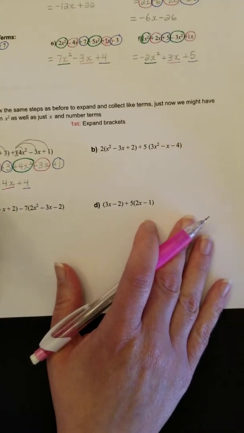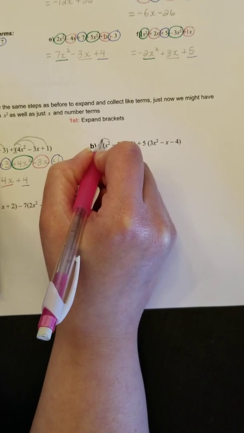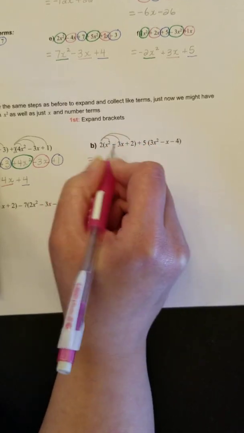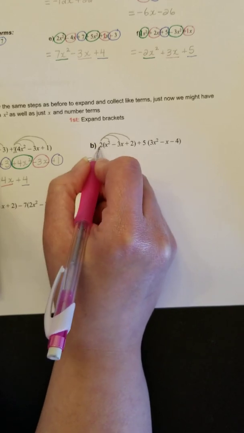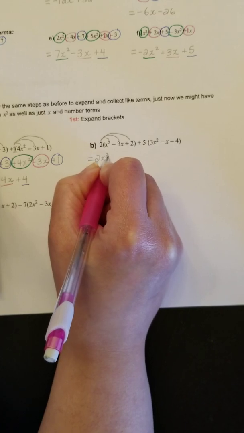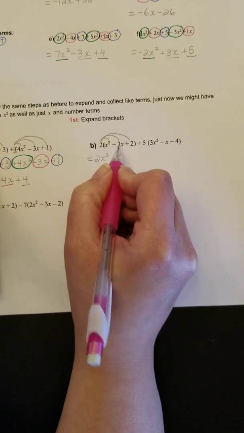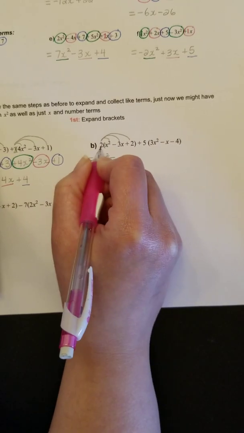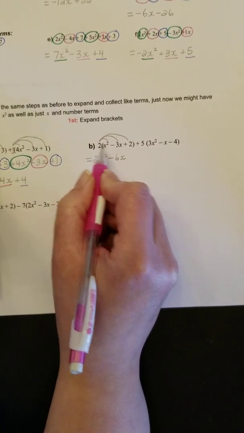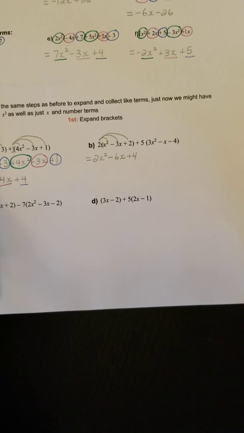For B, same idea, but I'm going to multiply in here by 2 into the first bracket and then by 5 into the next bracket. So multiplying everything in this bracket by 2. 2 times 1x squared. Positive and positive is positive 2, and the x squared stays the same. 2 times negative 3x. Positive and negative is negative. 2 times 3 is 6, and it has an x. The last one, 2 times 2, both are positive, so the answer is positive 4.